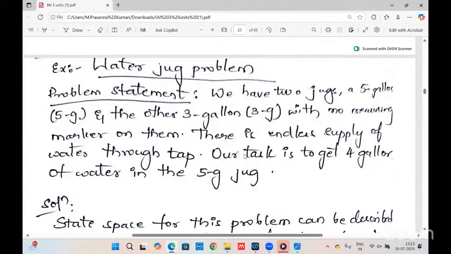Okay, so what is our objective? In the 5 liters jug, we have to fill up 4 liters of water.